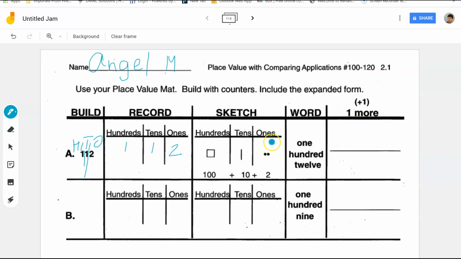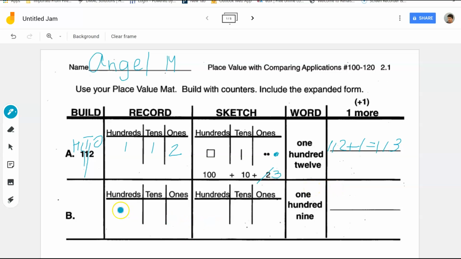So to add one more, I'm gonna come to the ones, because I'm gonna add one more. There's one more. So this number is going to be now 3, right? So this is 100, 10, 11, 12, 13. So I'm gonna write 112 plus 1 equals 113. And that's it. We're done with this problem.